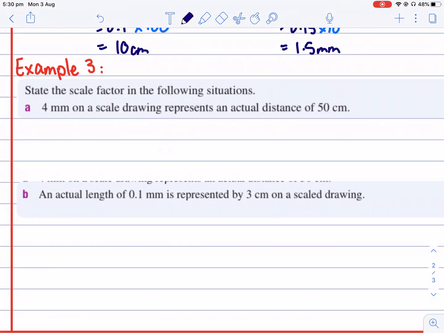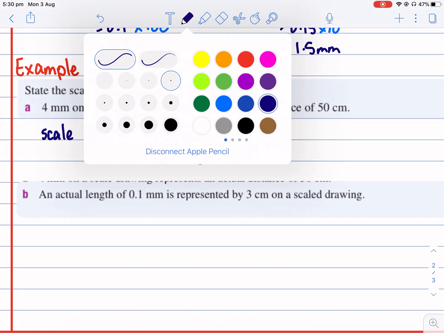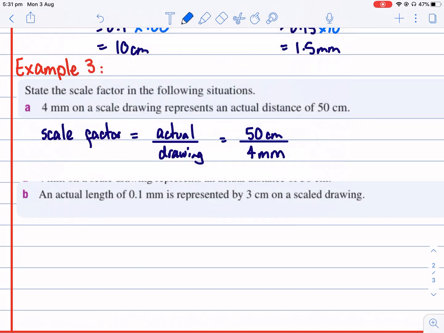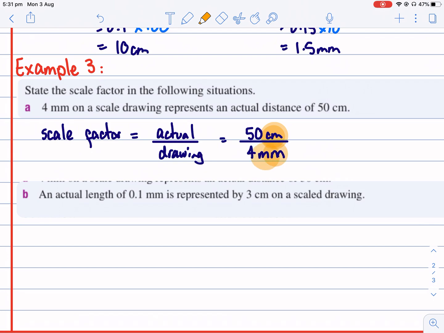Okay, this time we're actually finding the scale factor. So we're going to do the scale factor equals actual divided by drawing. So in the actual thing, it's 50 centimeters. We're dividing it by 4 millimeters. Unfortunately, we can't divide that straight away because one's centimeters and one's millimeters, yeah? Have a look, that's centimeters, that's millimeters. So let's get them both the same.